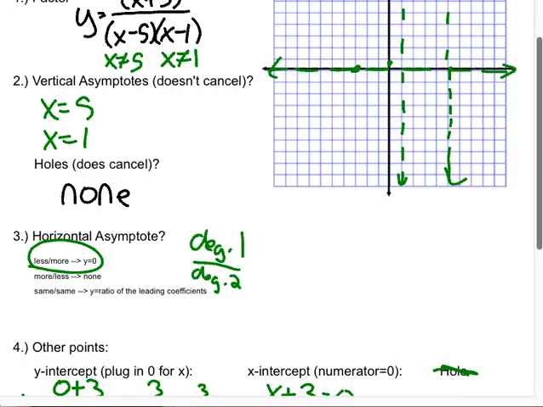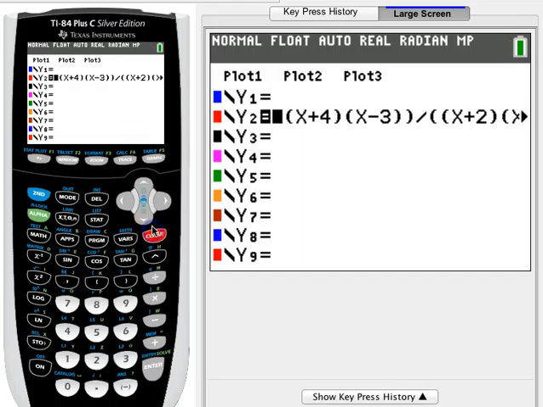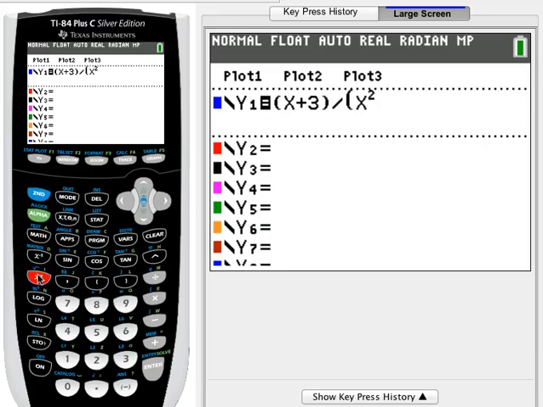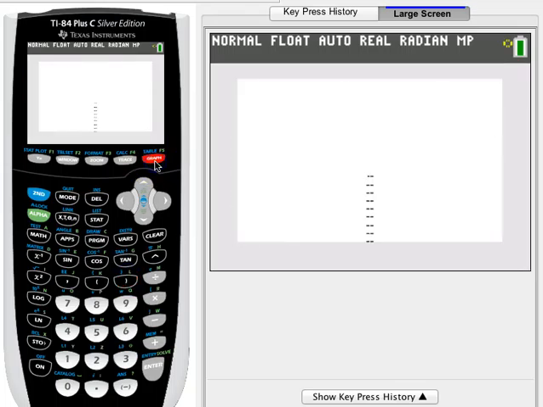So let's go and type this into the calculator. Now again, I'm going to show you how to type it in both ways, just so you're comfortable with whichever one you want to use. You can type in the original function, x plus 3 divided by x squared minus 6x plus 5. If you want to type in the factored form, again, just make sure that you use extra parentheses for the x minus 5, x minus 1. And you'll see that they are going to turn out exactly the same.